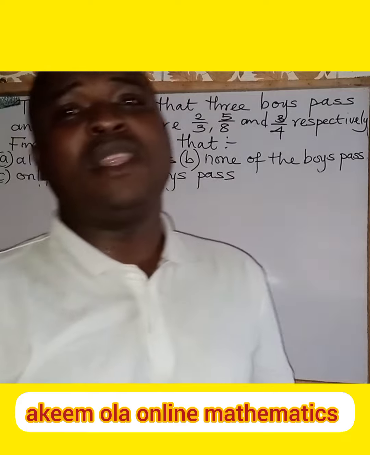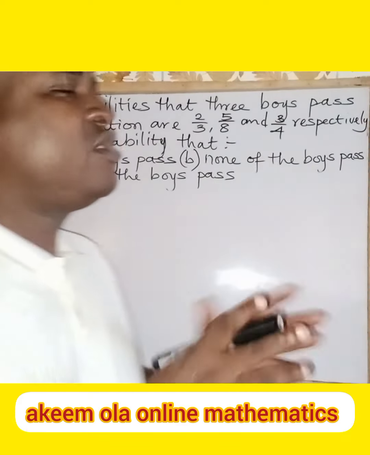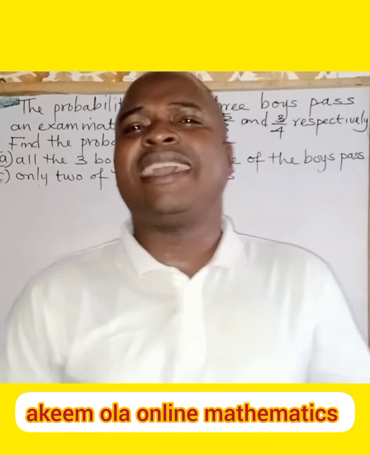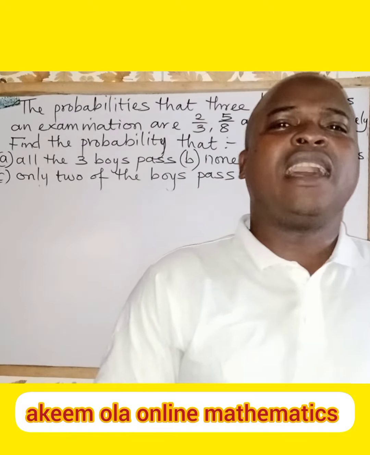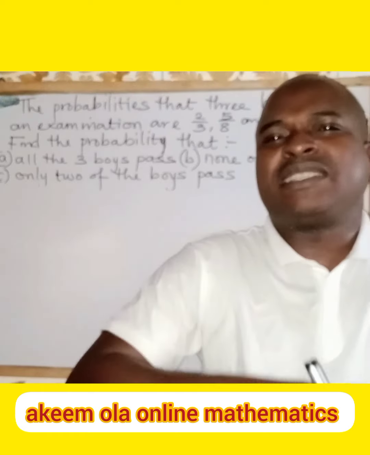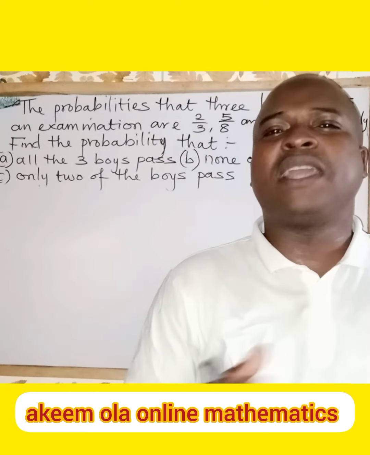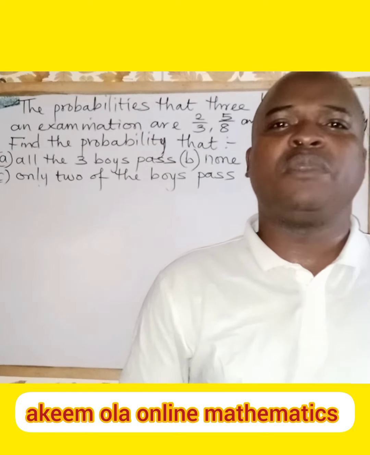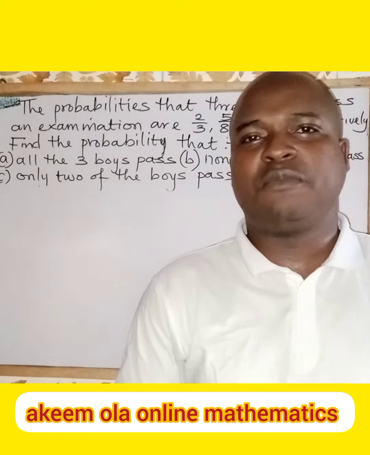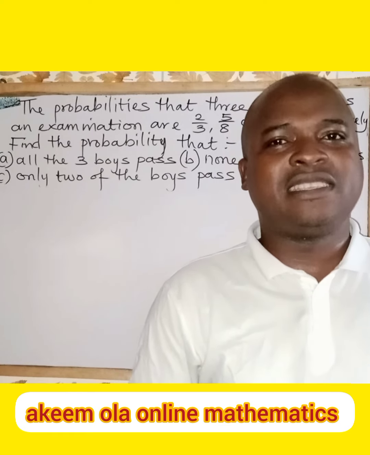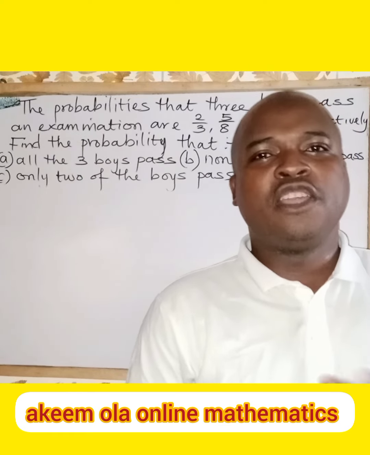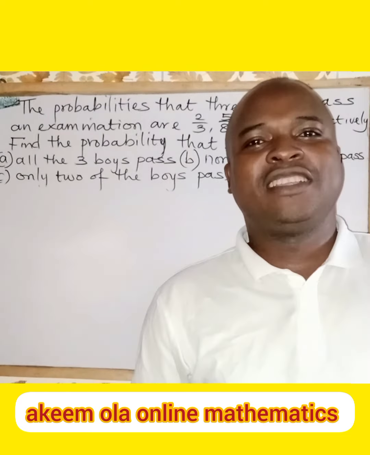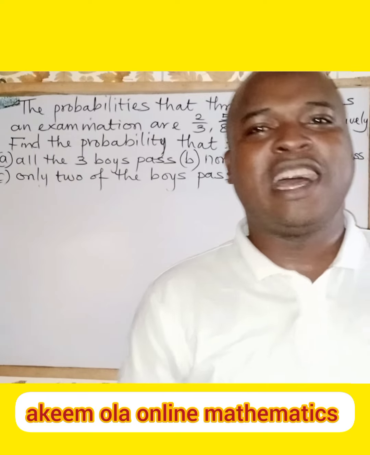Still on probability. We have another question on probability. As you can see, probability has a lot of questions, and the question can always be twisted in so many ways. But once you know the definition of probability, you don't have any problem. As you know, probability is the ratio of the number of total outcomes to the number of possible outcomes.